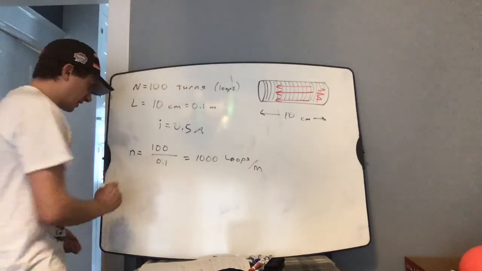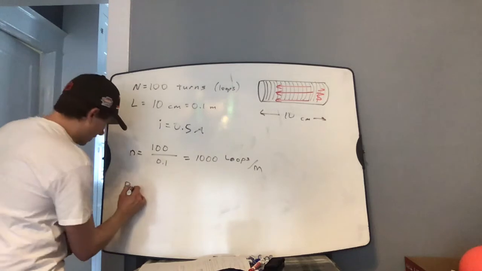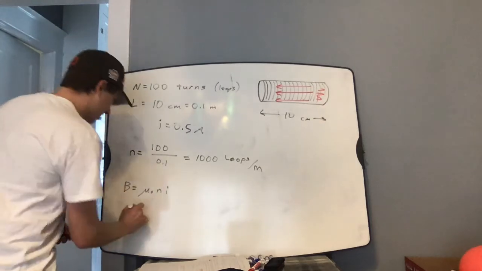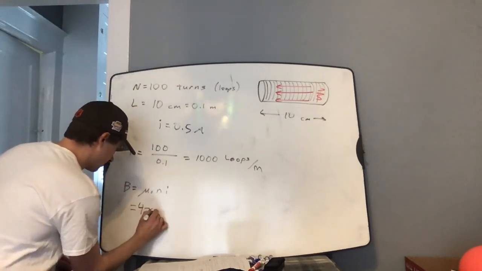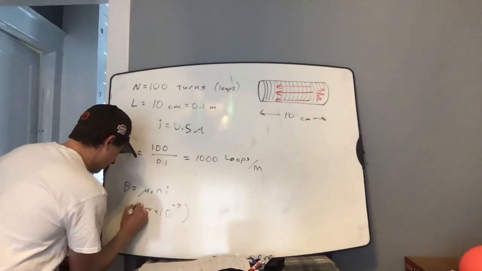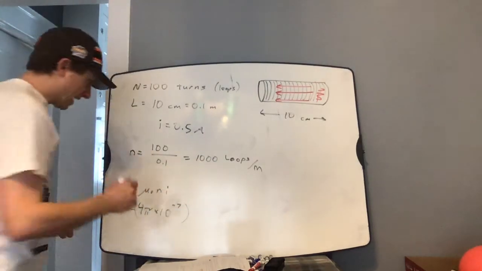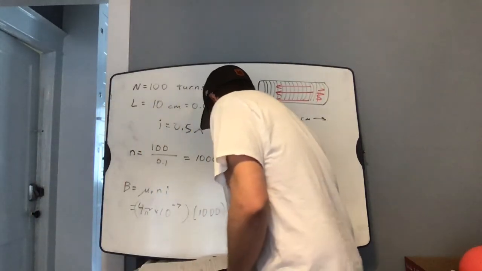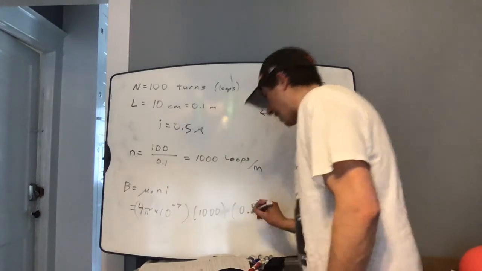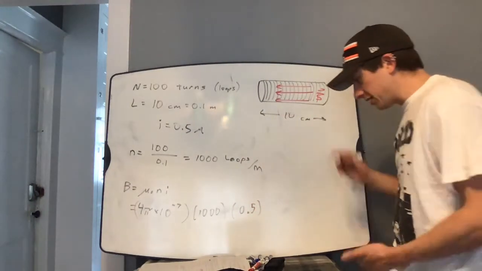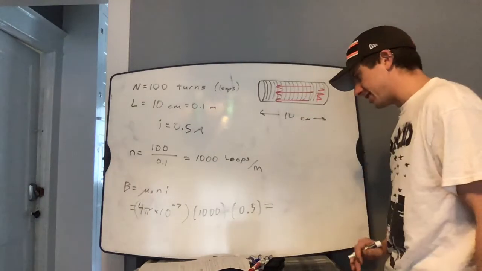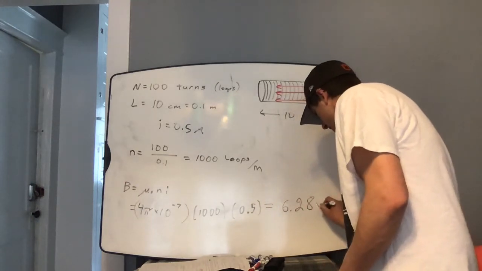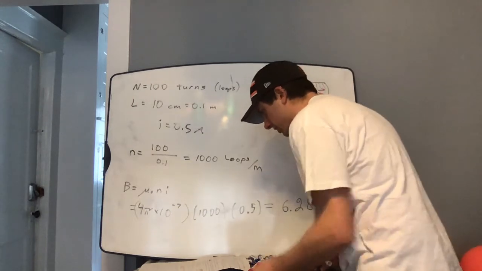Now, when I try to find the magnetic field inside the solenoid, I would get magnetic field is mu naught times little n times I. So the magnetic field is going to be 4 pi times 10 to the negative 7, the magnetism constant mu naught, times little n, which is 1,000, times the current flowing through the solenoid, which is 0.5. I put all those numbers into a calculator, and I get the magnetic field inside the solenoid is going to be 6.28 times 10 to the negative 4 Tesla.